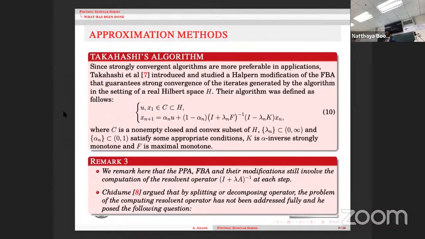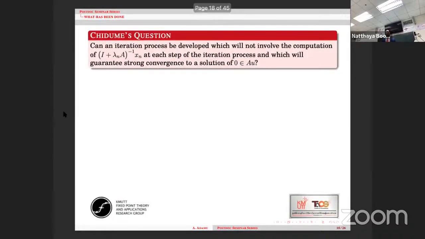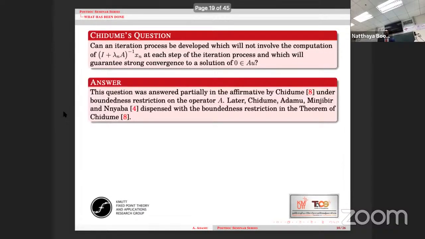Chidume argued that by splitting these operators or decomposing them as a sum of two operators, the problem of computing resolvents has not been addressed fully. He then posed the following question. Can an iteration process be developed which will not involve the computation of this resolvent at each step of the iteration process and which will guarantee strong convergence to a solution of 0 in Au? This question was answered in the affirmative by Chidume under a boundedness restriction on the operator A. Later, during my PhD, we were able to dispense with the boundedness requirement in the theorem of Chidume.